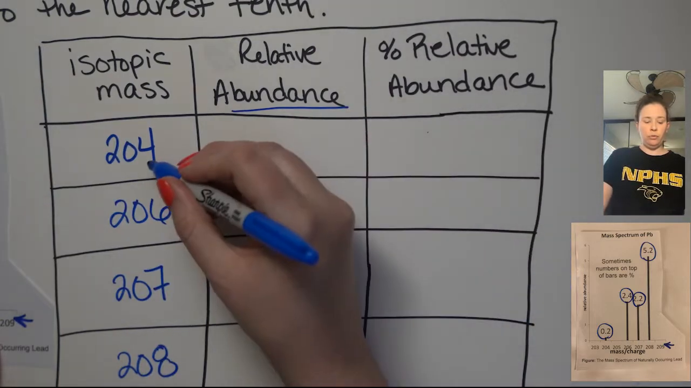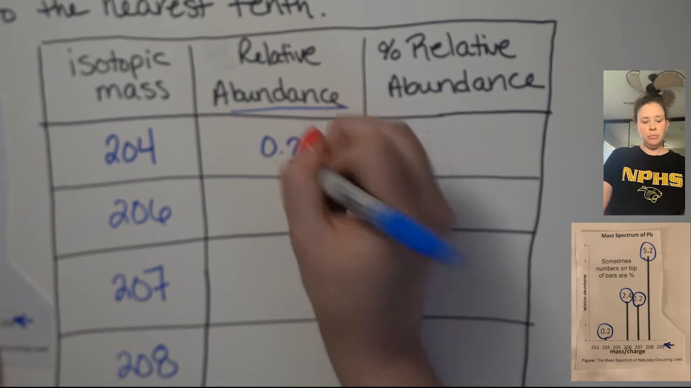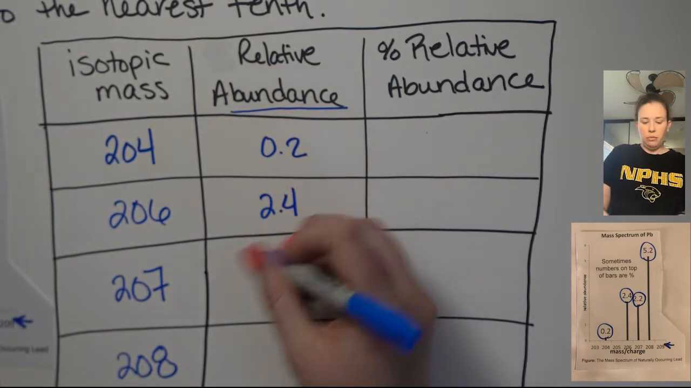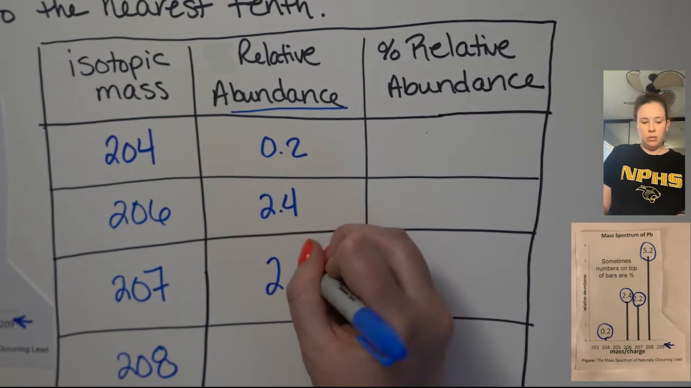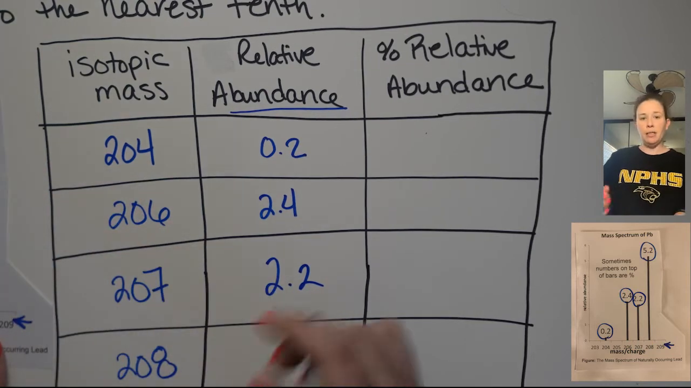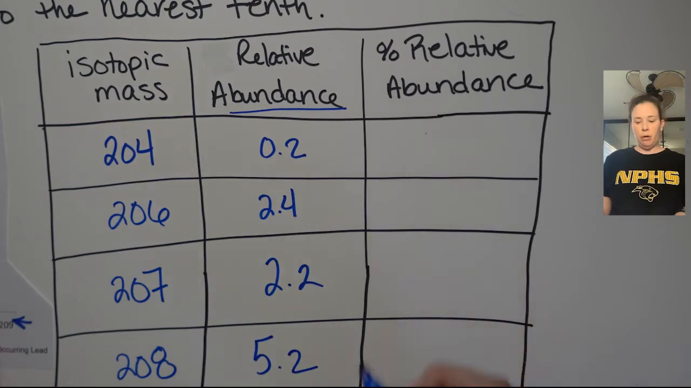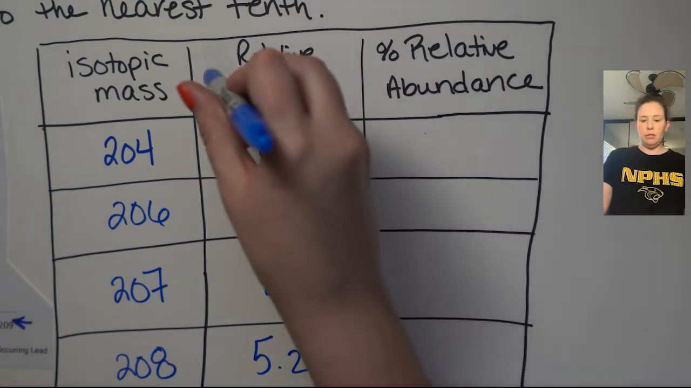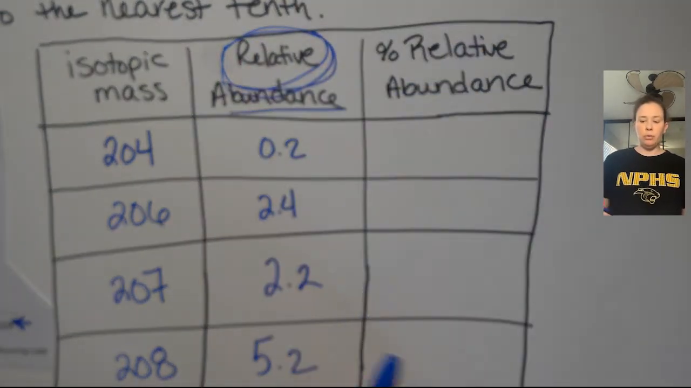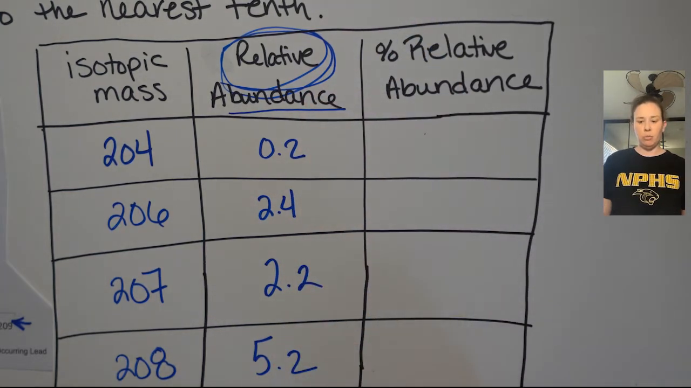So for the 204 isotope, the relative abundance is 0.2. Then for 206, you've got 2.4. Then for the 207, it is 2.2. And then for the 208 mass, we see the highest abundance of 5.2. The key part about these numbers is that it is all relative. So we need to figure out how much total mass we might have if this is just the ratio of how much isotope compared to each other.